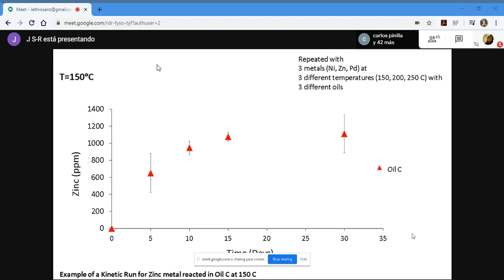So we repeated these experiments with 3 different metals, nickel, zinc, and palladium. We did it at 3 different temperatures, 150, 200, and 250 degrees Celsius. We chose these temperatures based on oil window temperatures and oil stability considerations. And we did it for a suite of oils, for 3 different oils.